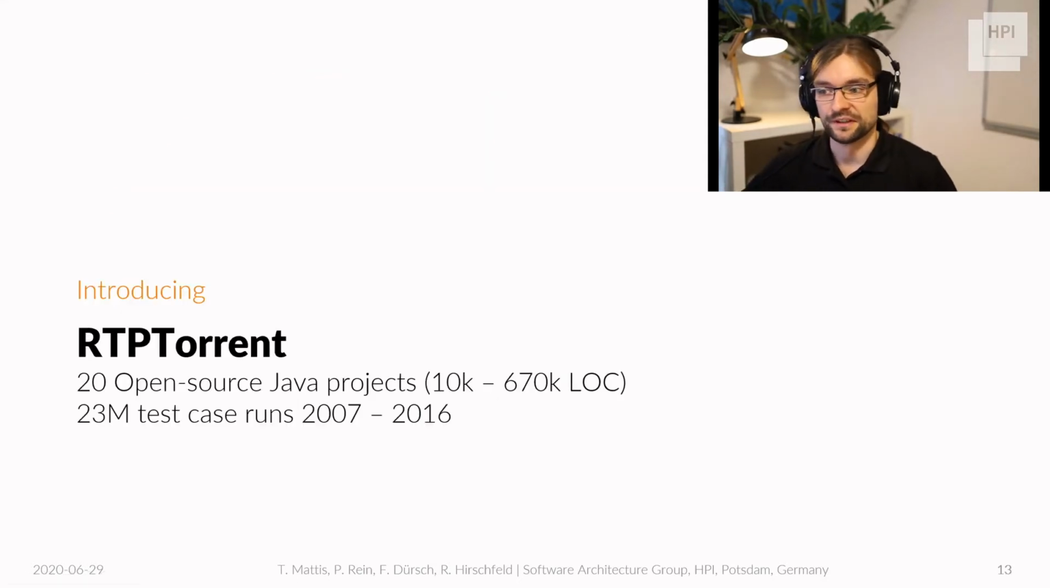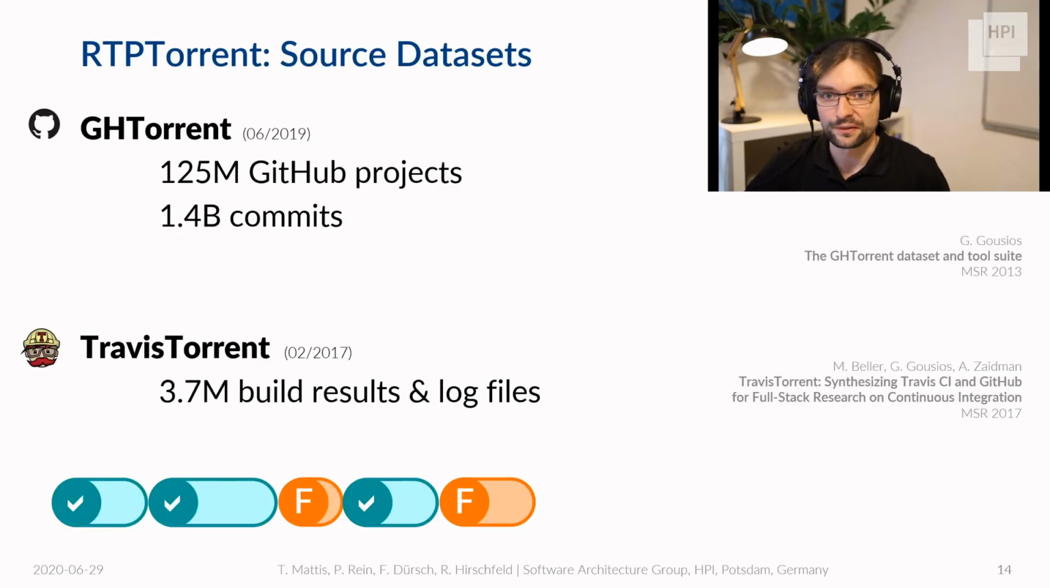Now let's have a look at the dataset itself. So RTPTorrent consists of 20 open source Java projects from GitHub, ranging from 10 to 670,000 lines of code, and over 20 million test case runs in the time frame between 2007 and 2016. The dataset itself was constructed based on 2 other datasets. That's also where the name comes from. So we are based on GHTorrent, which at the time of writing contained 125 million GitHub projects and 1.4 billion commits and all the metadata. And we also used TravisTorrent, which contains 3.7 million build results and log files, which we used as an entry point.